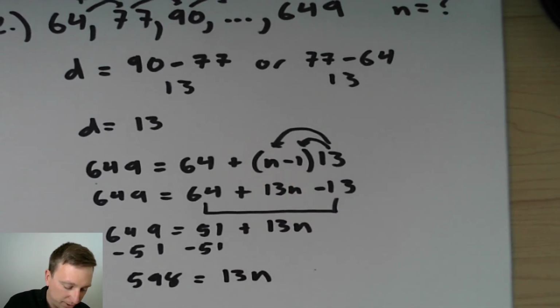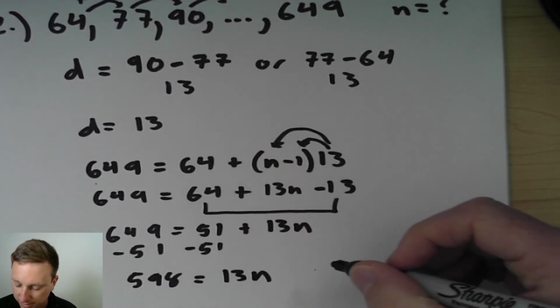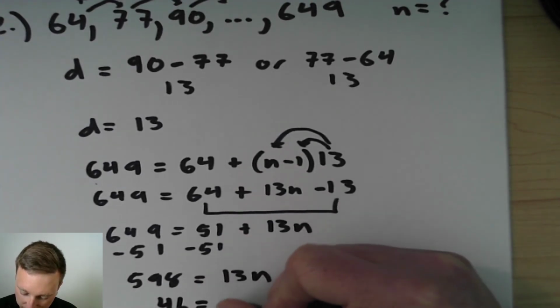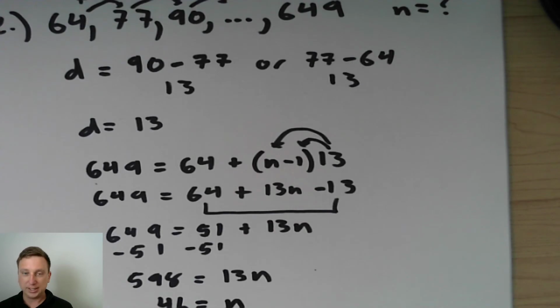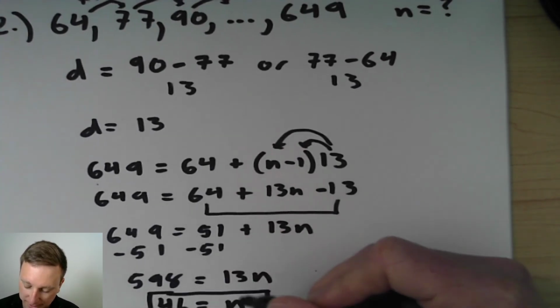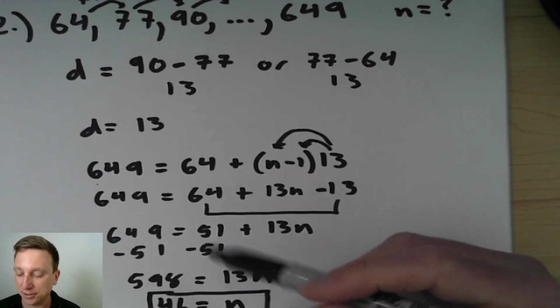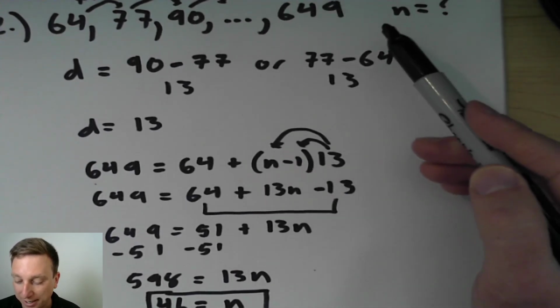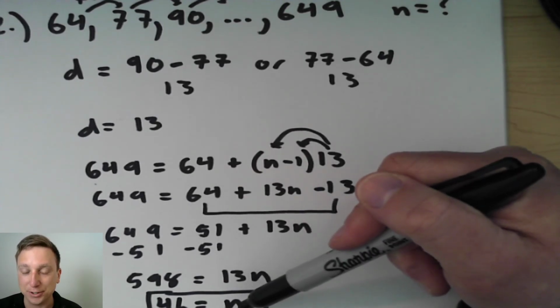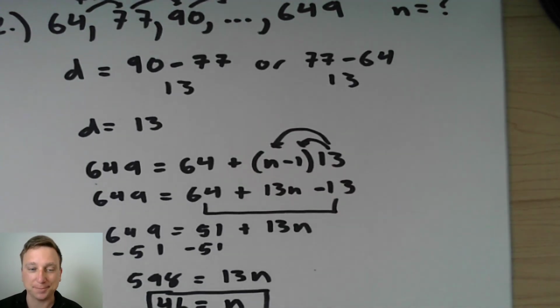Now divide by 13 and we get 46 is n. So there we have it. What we found out here is the 46th term in this sequence is 649. So we would have to add 13 45 times to get to 649 from 64. Go ahead and watch for the third video, which would be listed below.